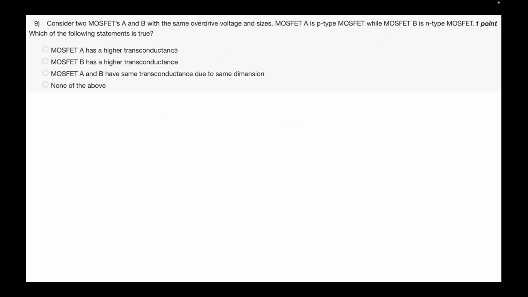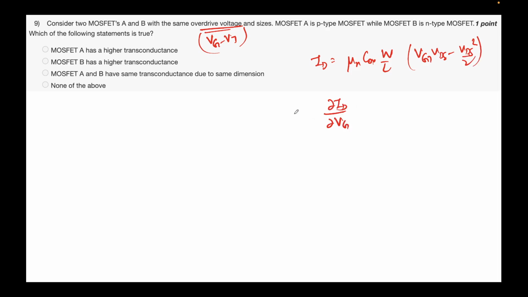The last problem for today, we have these MOSFETs A and B. Overdrive voltage means VG minus VT. What we are required to find is the transconductance. So ID, I'll just write again, mu Cox W by L, (VGT VDS minus VDS squared by 2). So del ID by del VG, this is the transconductance. Simply differentiate mu Cox W by L.